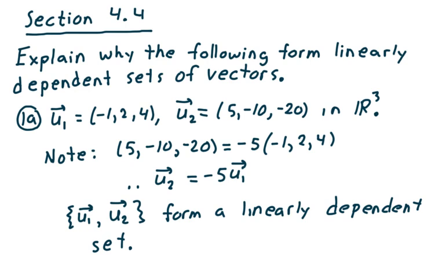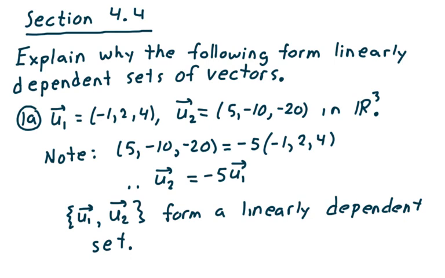1a. Suppose we're given the vector u1, which is (-1, 2, 4), and vector u2, which is (5, -10, -20) in R3. If I take the vector (5, -10, -20), we can write that as -5 times the vector (-1, 2, 4). So u2 is equal to -5u1.